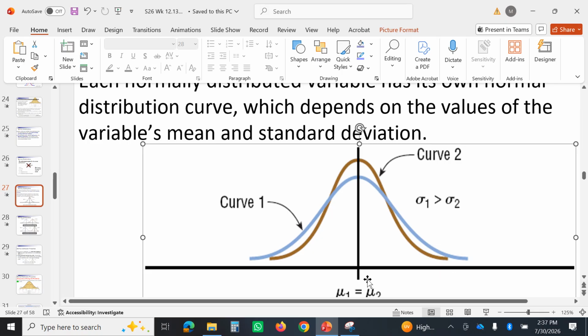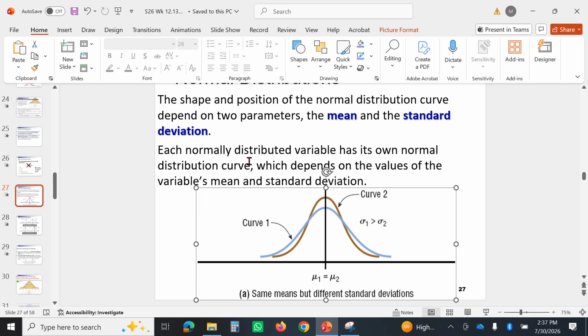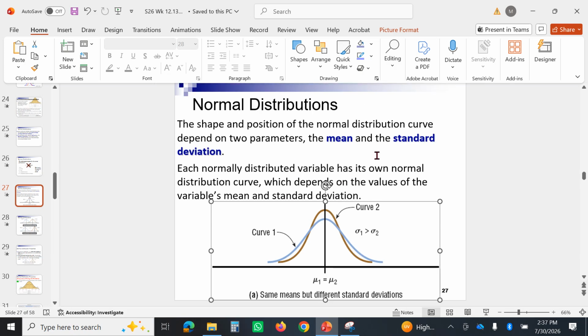The first standard deviation, what's the value in, and then add another one, and what's the value right in here. You'll see there that the blue is more spread out, so it has a higher standard deviation. Okay. Each normally distributed variable has its own normal distribution curve, which depends on the values of the variable's mean and standard deviation. So in this case here, I have two populations, and they have exactly the same mean.